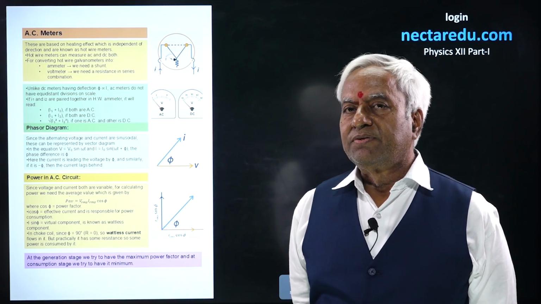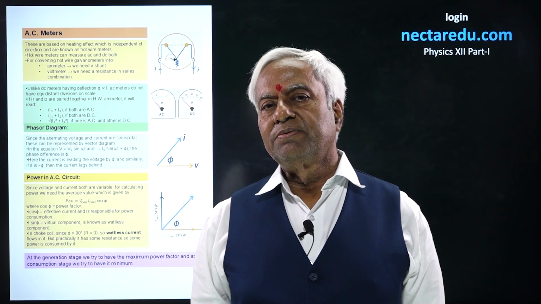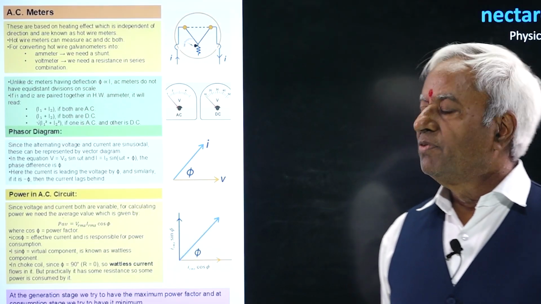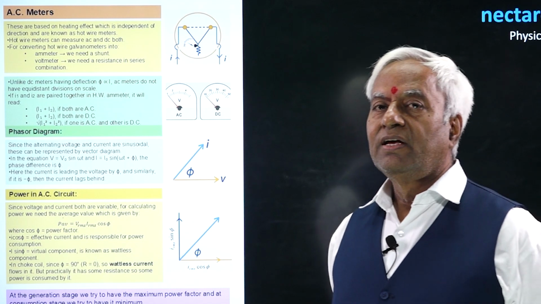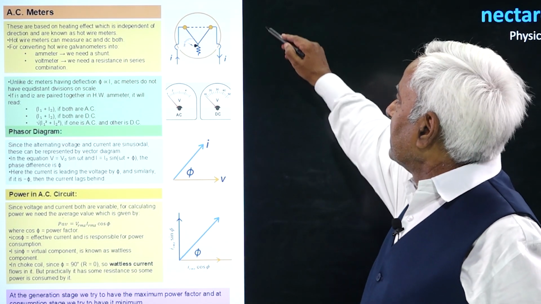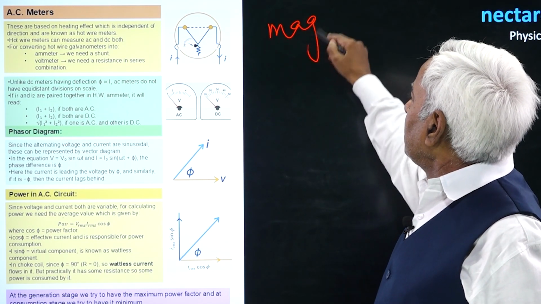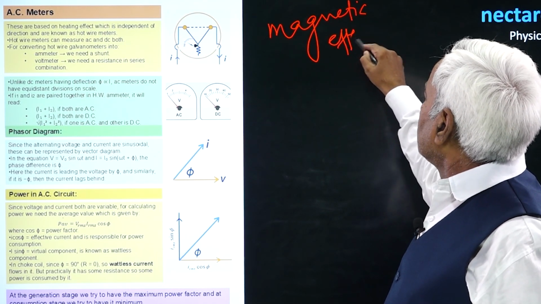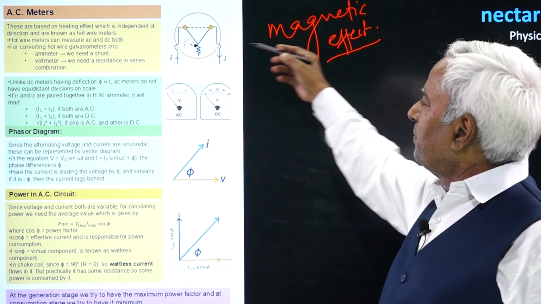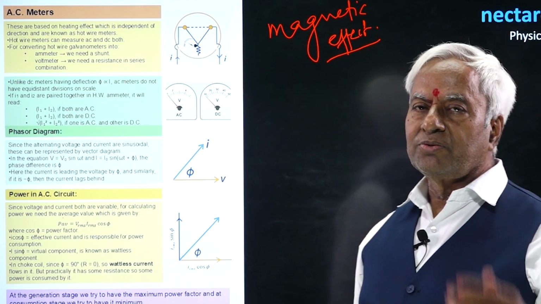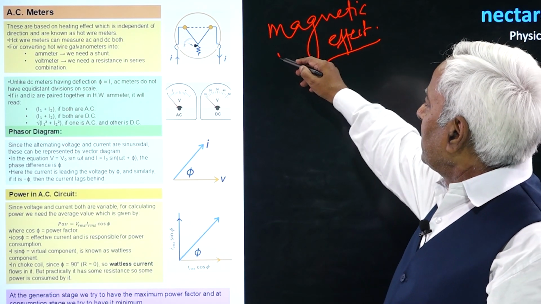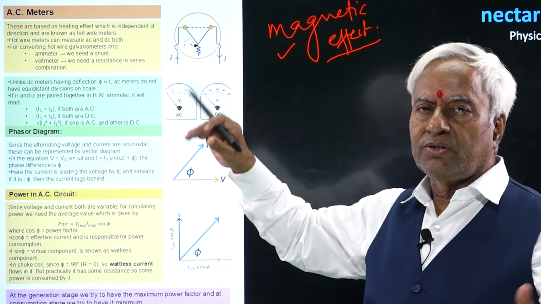AC measurement is possible with the help of AC meters. You see, when we talk about DC meter, everything is based there on magnetic effect. Magnetic effect is entirely dependent on the direction. But here, the big point of AC is that direction is not fixed, it is always variable. So, magnetic effect is not going to be useful for this.